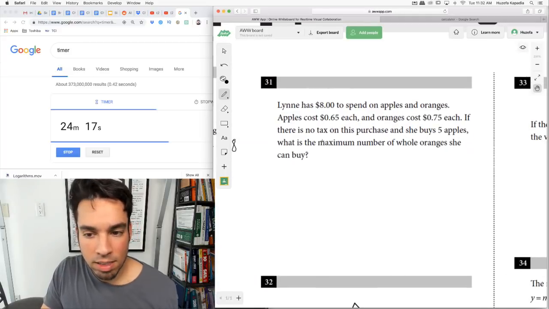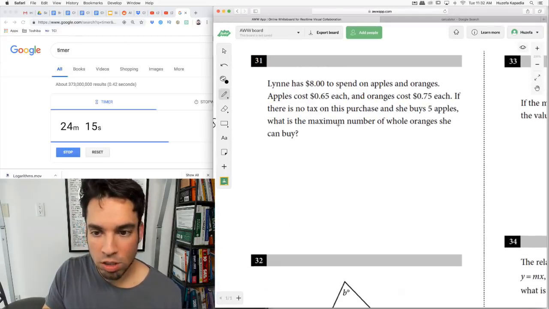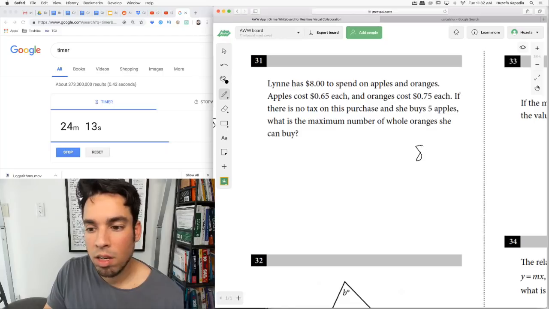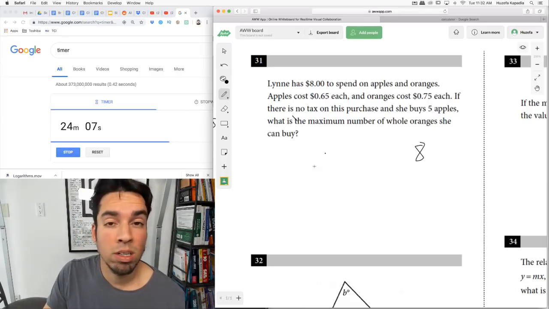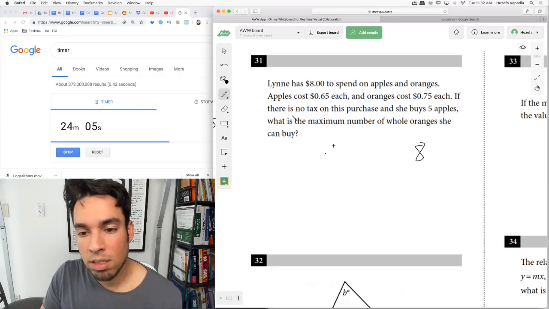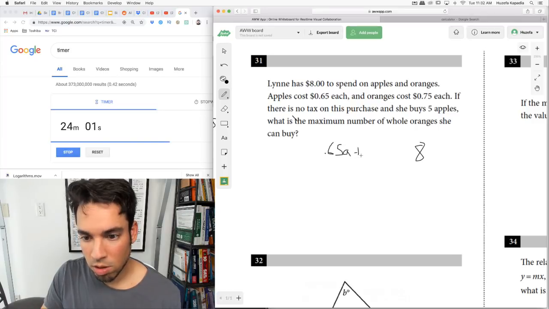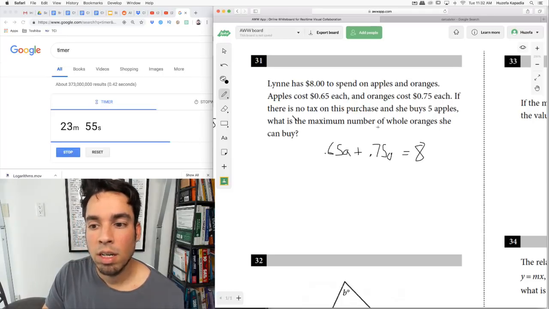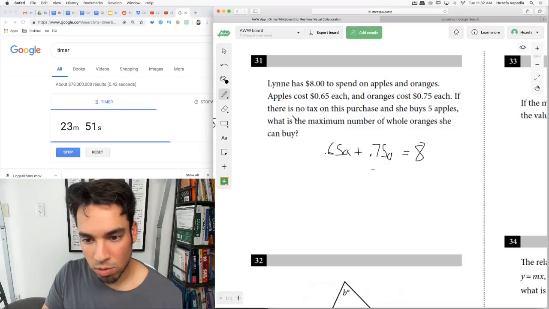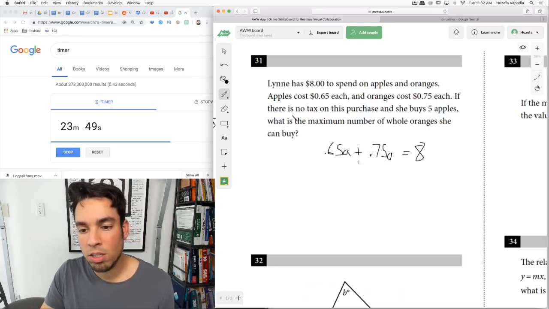31. Lynn has $8 to spend on apples and oranges. Okay. Look, I already know the system of equations. Oh, and we're into free response. Remember, I told you 31 through 34 are going to be much easier. So we've got 65 cents for apples plus 75 cents for oranges equals 8. And if there's no tax on this purchase and she buys 5 apples, what is the maximum number of whole oranges she can buy? So plug in 5.